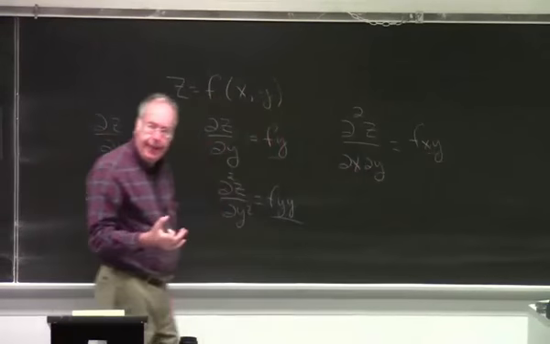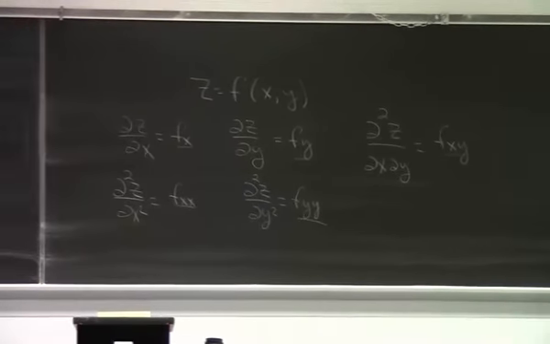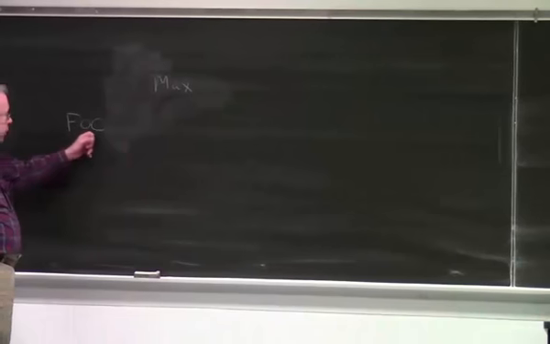So using that notation, then the first and second order conditions for a maximum and minimum are given in this table. For a maximum, the first order necessary conditions, first order condition.